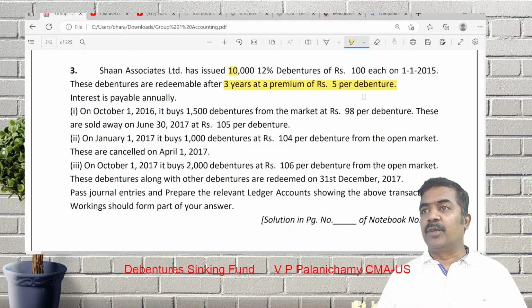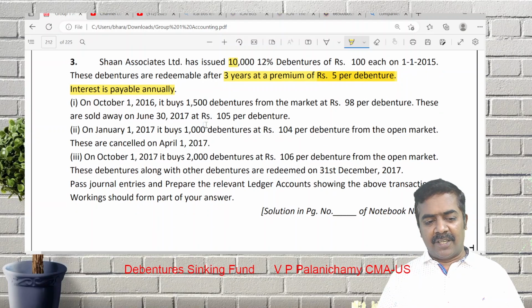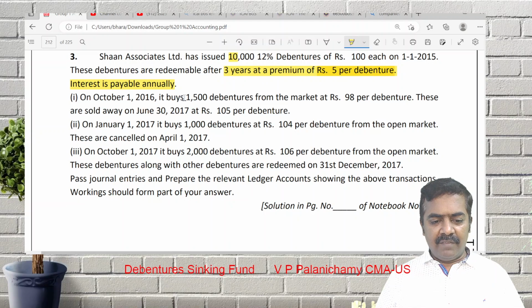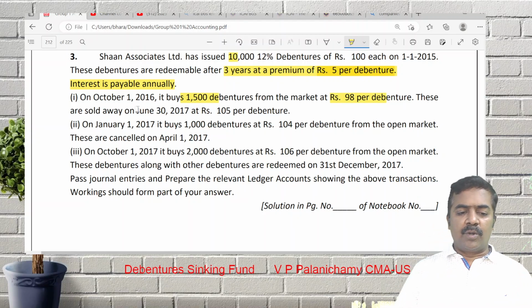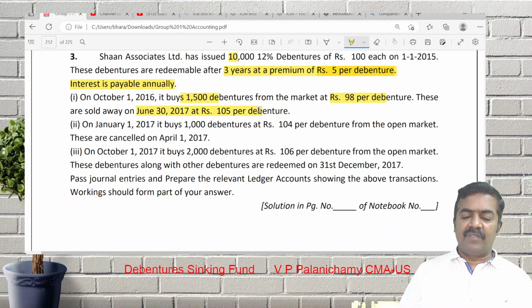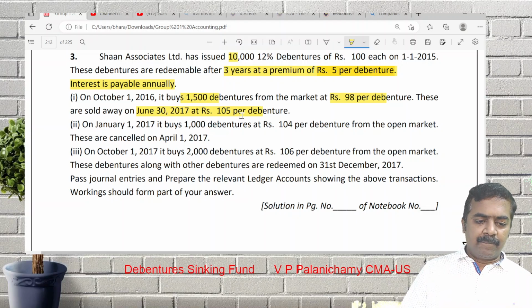When will the debentures be redeemed? 15, 16, 17, after 3 years they must be redeemed, at a premium of how much? 5 per debenture is given. Interest is payable annually, given. Then on 1st October we are buying 1,500 debentures in the market at how much? 98 per debenture, and these are sold back in the market in the next year. We hold our own debenture for 1 year, and next year we sell in the market at what? 105 per debenture. Then wait.